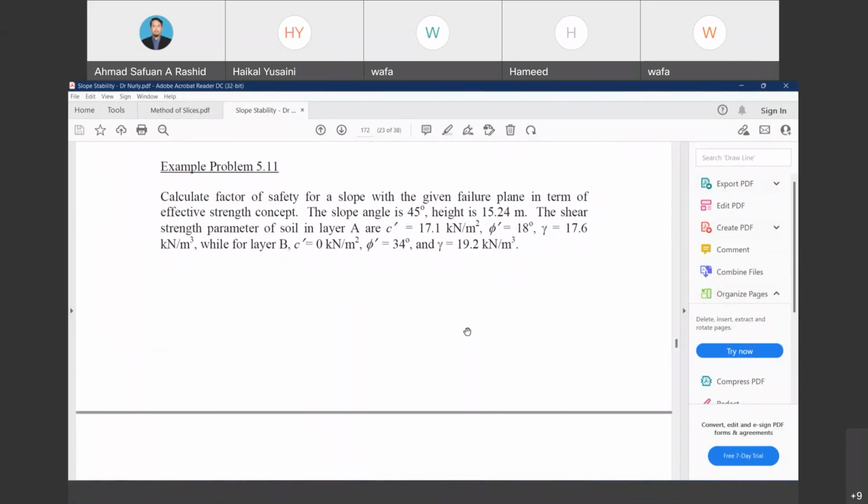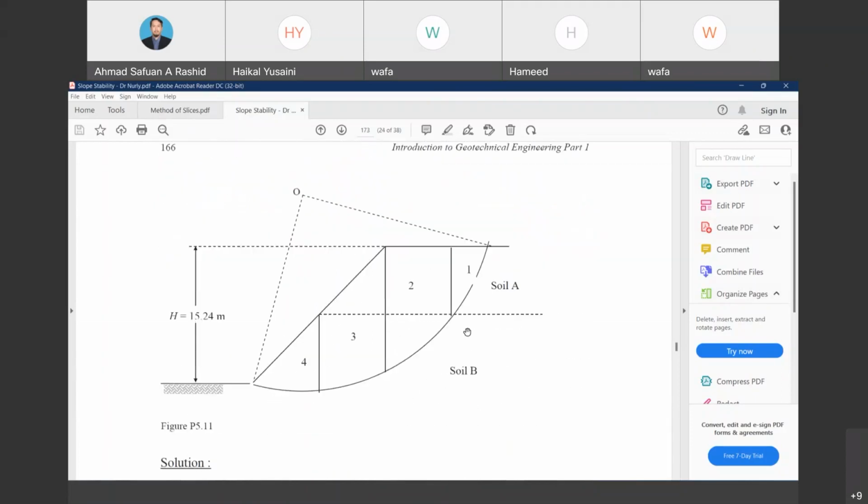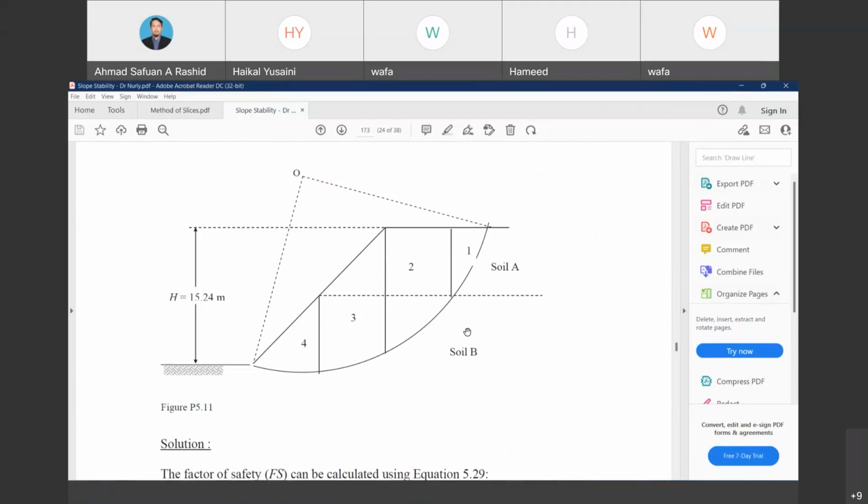Calculate the factor of safety for a slope with the given planar plane in terms of the effective strength concept. The slope angle is 45, height is 15.24. The shear strength parameters of the soil in layer A are C 17.1, Phi 18, unit weight 70.6; layer B, C 0, Phi 34, and unit weight 19.2. It only has 4 slices, 1, 2, 3, 4, and 2 types of soil, soil A and soil B.